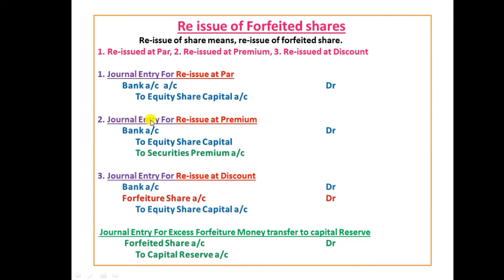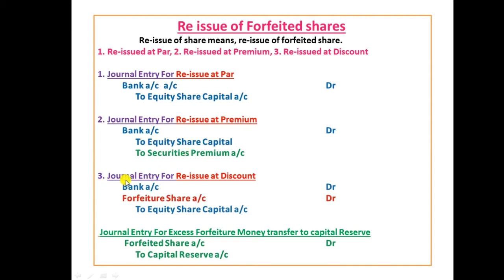And number 2, the journal entry for reissue at premium. Here the company will reissue at more than its face value, so we need to debit the bank, and credit equity share capital and securities premium account. As we discussed in the previous entry, we need to debit the bank and credit the share capital. Bank balance is increasing, we need to debit it, and share capital also increases in the business at the time of reissue, we need to credit it, and also we need to credit securities premium. Securities premium is an extra amount collected by the company from the shareholder. It is a gain for the company. So according to the American approach, when income increases in the business, we need to credit it.